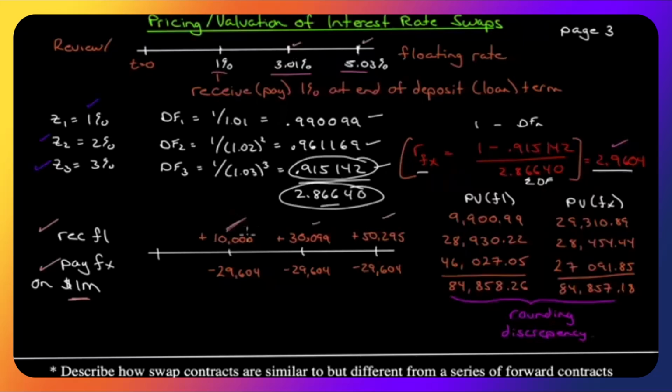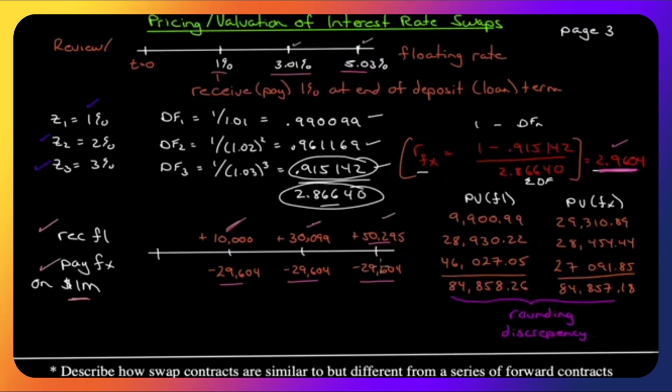On the first coupon date, we'd receive 10,000 because it's 1% of a million. On the second coupon date, we'd receive 30,000 because the interest rate is 3.01 on a million. And on the third date, the last date, we'd receive 50,295. I'm saying that this is the fixed rate, 2.9604. So on a million, that means we're going to pay 29,000 here, 29,000 here, 29,000 here. Notice that we're paying the same amount each time.